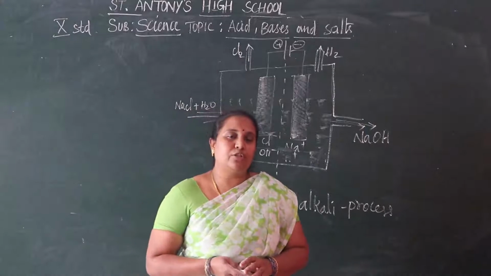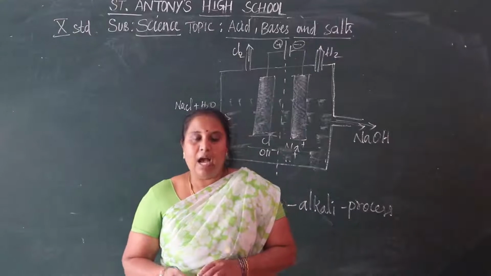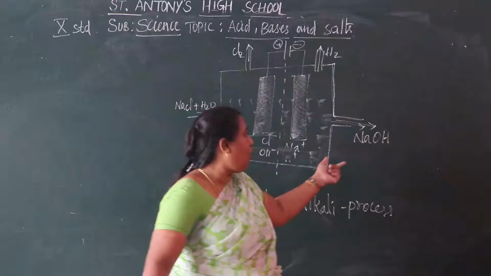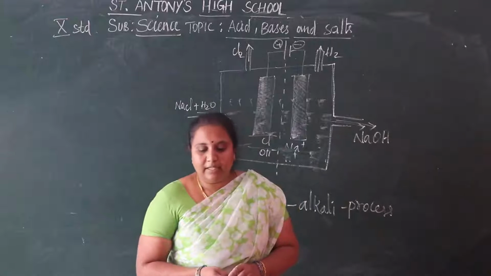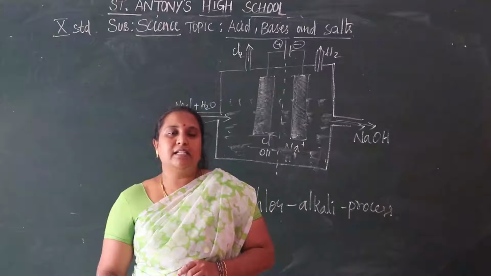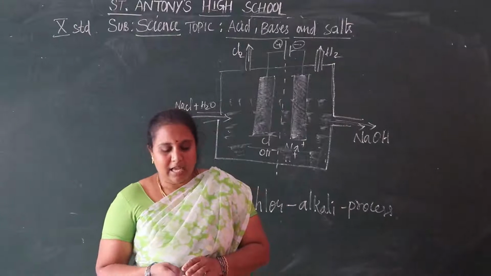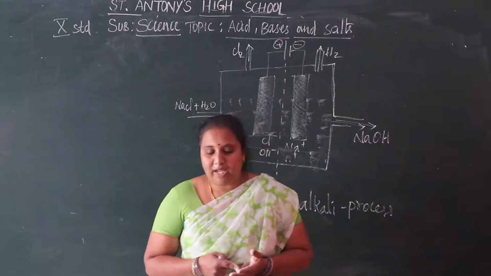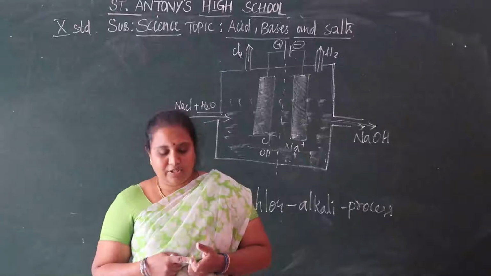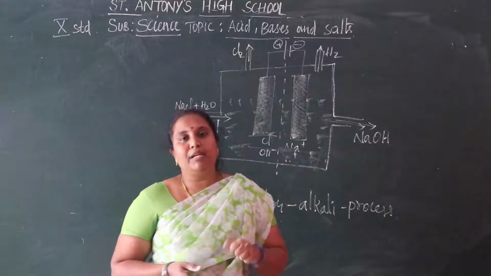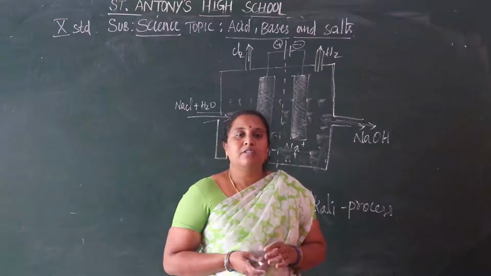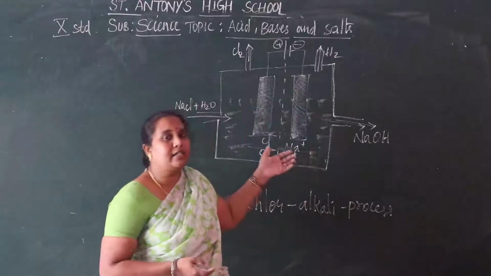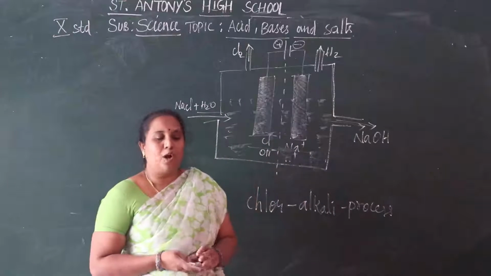Making or manufacturing of bleaching powders. And NaOH, that is a strong base, is used in the degreasing of metals and in the manufacturing of paper, soap and detergents, artificial fibers, and bleaching also. So these are all the uses of the byproducts in the chlor-alkali process.